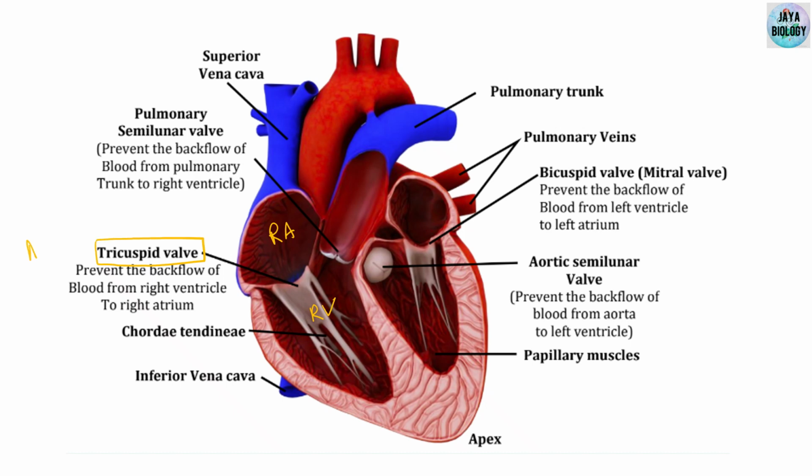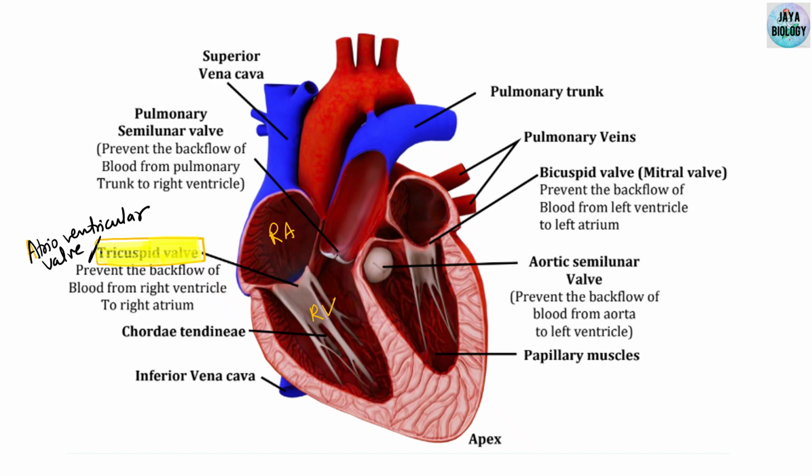So the tricuspid valve is also known as the atrioventricular valve, because it is present between the atria and ventricle, and how many cusps does it have? It has three cusps. That is why we say it is tricuspid. So I think this is easy to learn.